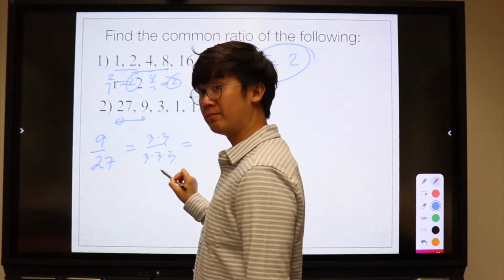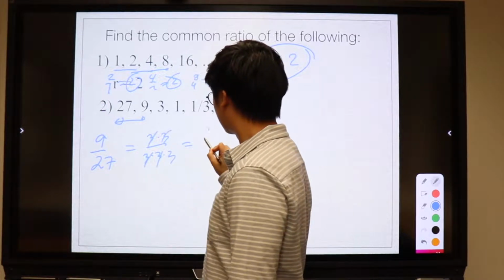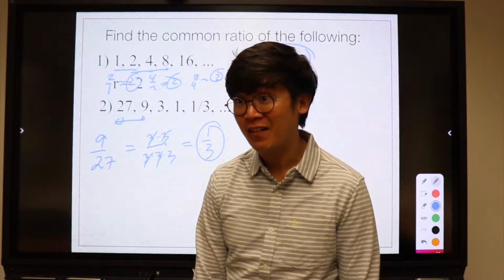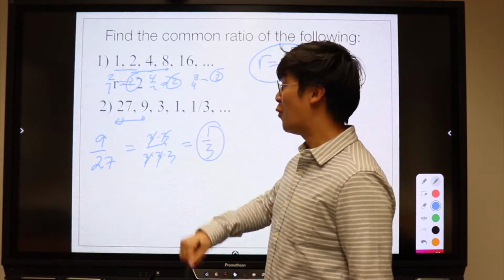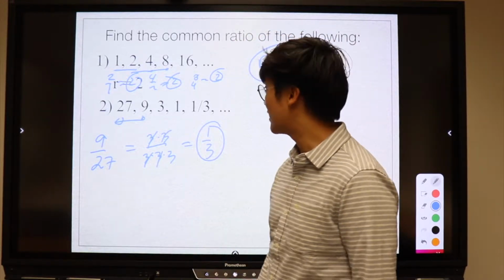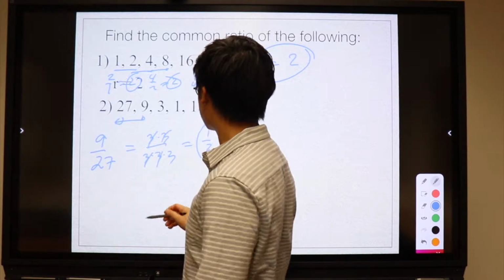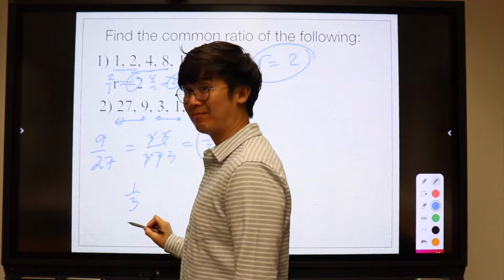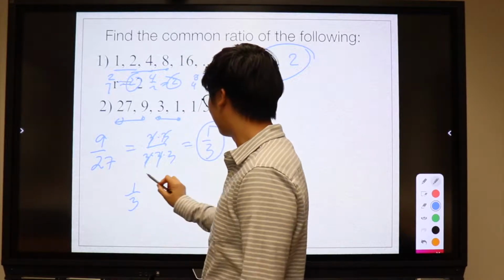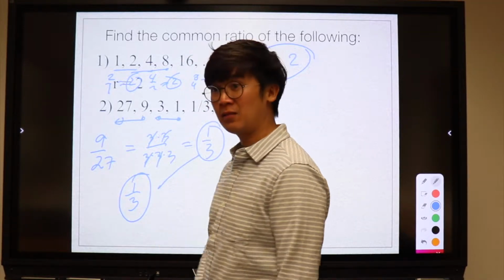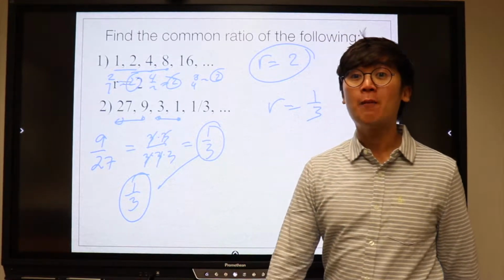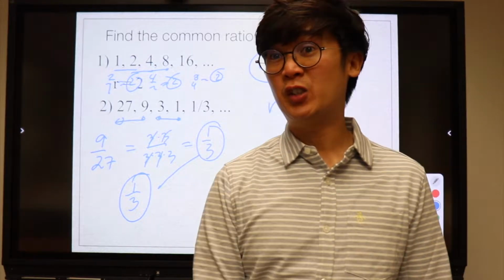3, 10. That's so easy. Oh, 1/3. That's how we simplify a fraction, right? So 1/3 is our fraction. Now let's try it. What about 1 divided by 3? It's already 1/3, right? Are they common? Yes. So your common ratio is 1/3, so this is a geometric sequence.